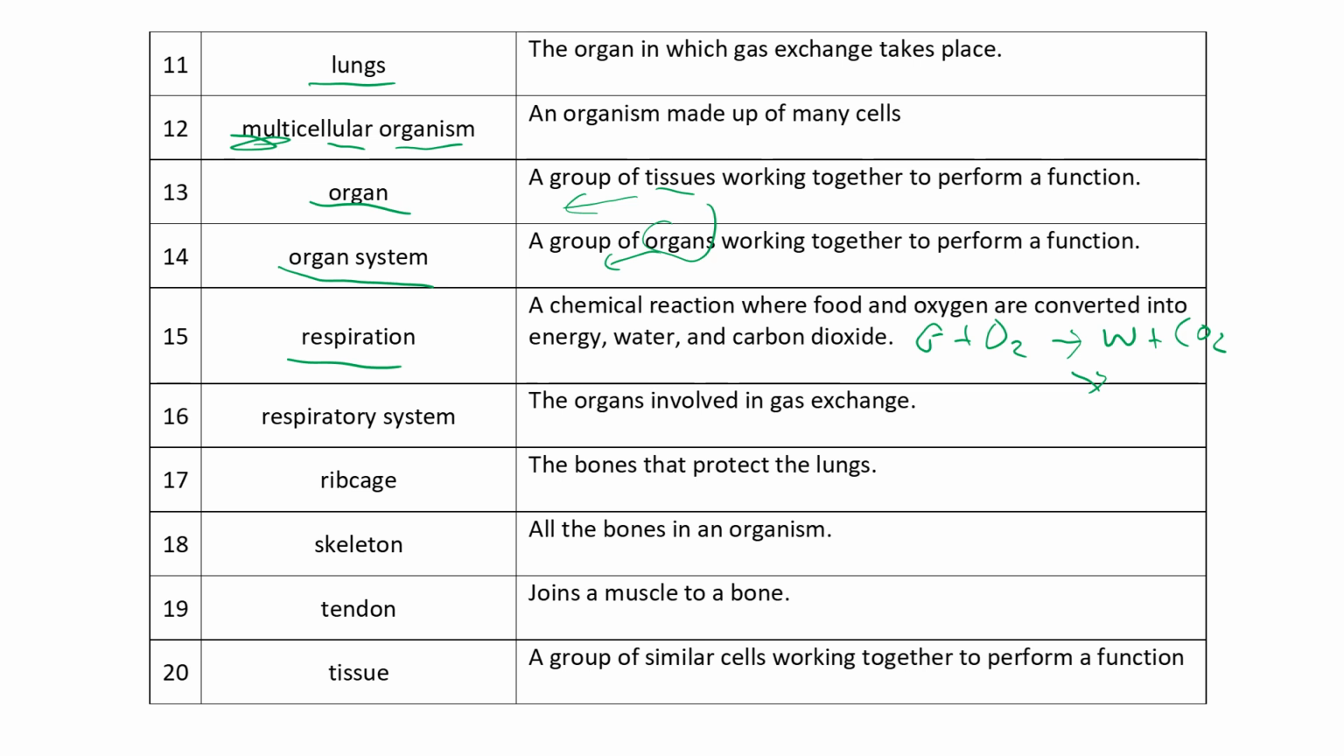The organs involved in gas exchange are the whole respiratory system. The bones protecting the lungs, the rib cage. All the bones in an organism, the skeleton. Joins a muscle to a bone, so in between the muscle and the bone, it's a bit like a fuse. There's your tendon. A group of similar cells, lots of cells working together, is a tissue.